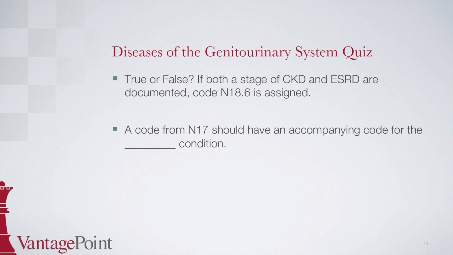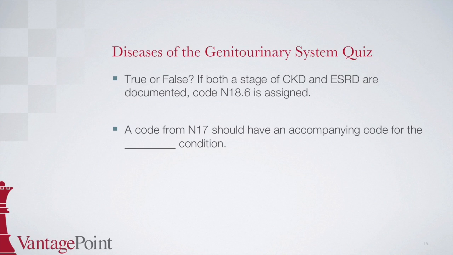The answer to our first question is true. You're only going to assign a code for the most severe stage of the chronic kidney disease, which in this case is end-stage renal disease, which codes to N18.6. To locate this code, you would start at disease in the alphabetic index and then find renal. Indented below is the phrase end-stage, which points to N18.6, which you would then confirm in the tabular.